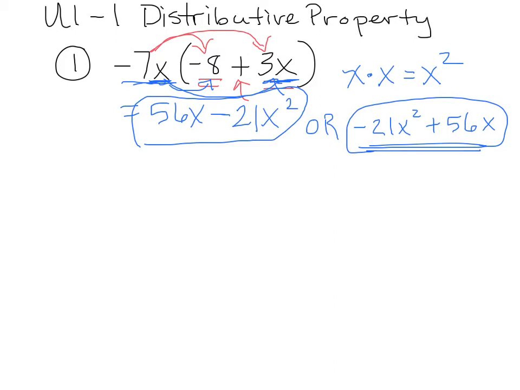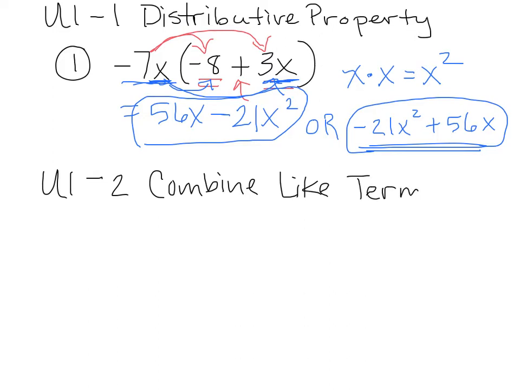Now, the other skill that we're covering in this lesson from Unit 1 is skill number 2, which is combining like terms. Okay, and then we're going to put skills 1 and 2 together. So combining like terms, I'll call this example 2.